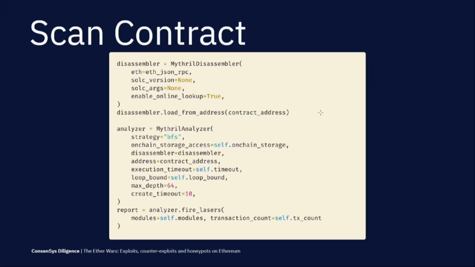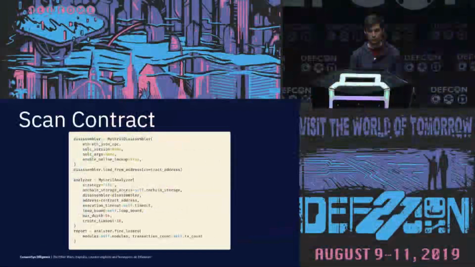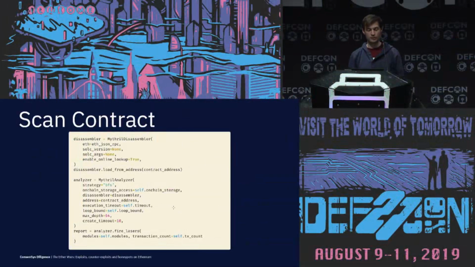If you know a bit of Python, you can import the libraries, start up the Mythril disassembler. You point it to an Ethereum node, and then you tell it to load from the contract address. So that means it knows who to scan. And then you start the Mythril analyzer. It has some parameters that you can play with, for example, the timeout, the number of transactions, what modules to test. So for example, the default modules that I'm using are stealing ether and self-destructing contracts. You can create others, and there are already others available in Mythril.